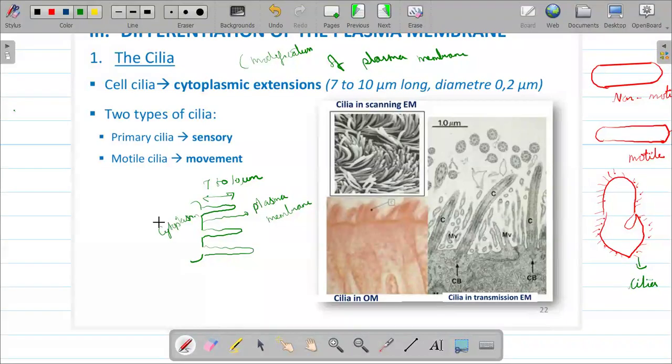So in that case, we can say cilia is a modified plasma membrane, which is an extension of the cytoplasm. Yes, sir.